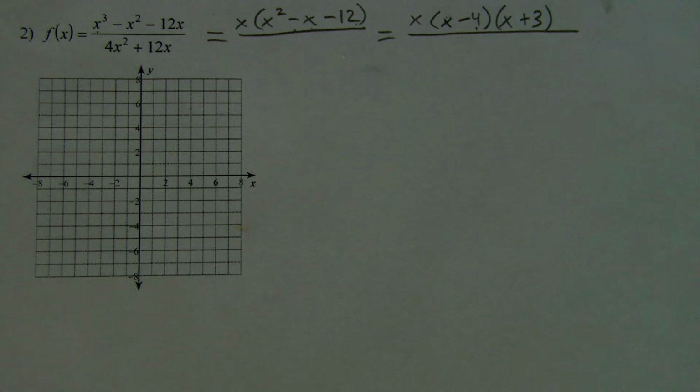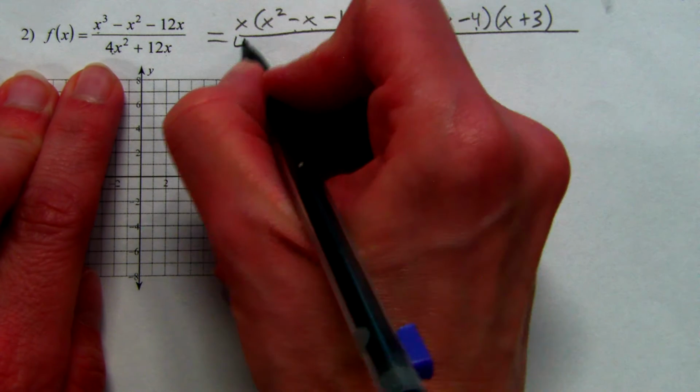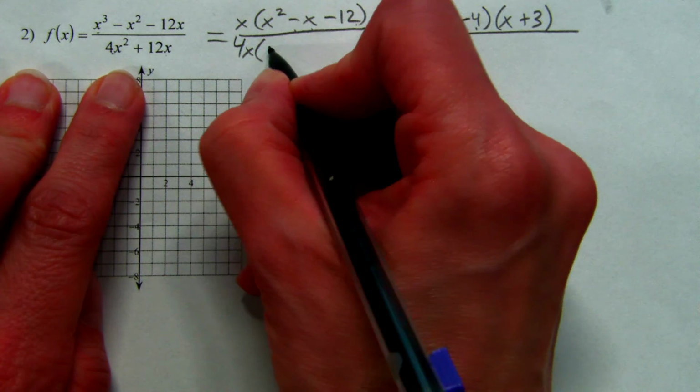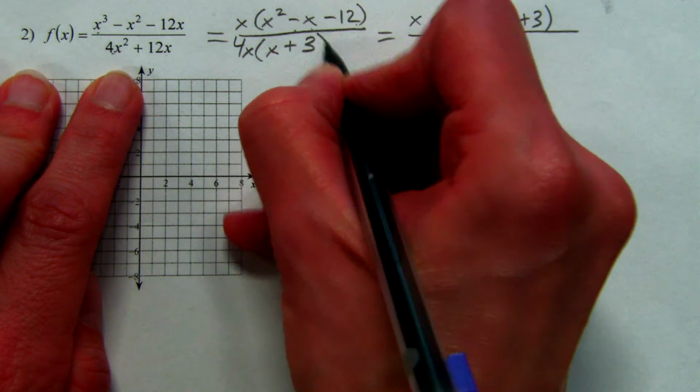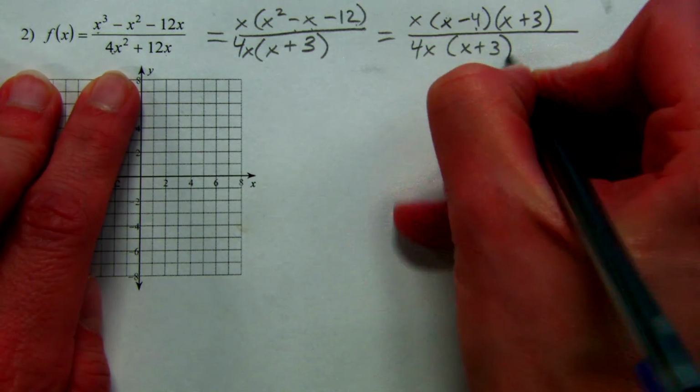All right. So then if we go down to the bottom, we can take a 4 and an x out of both. And that'll leave us with x plus 3. And that's as far as that goes. So I'm just going to copy that over here.